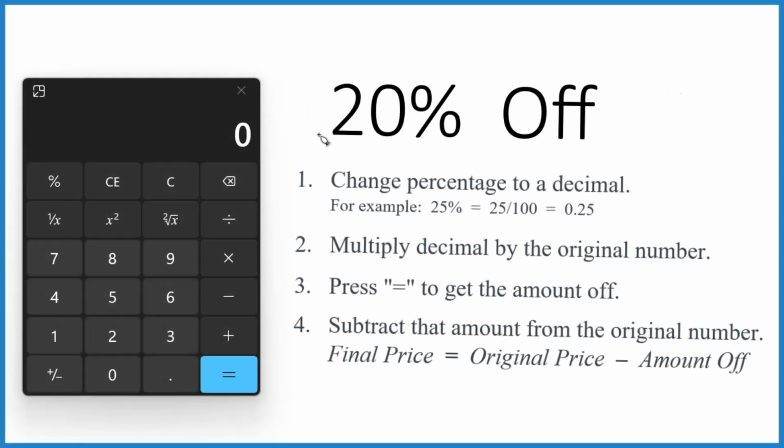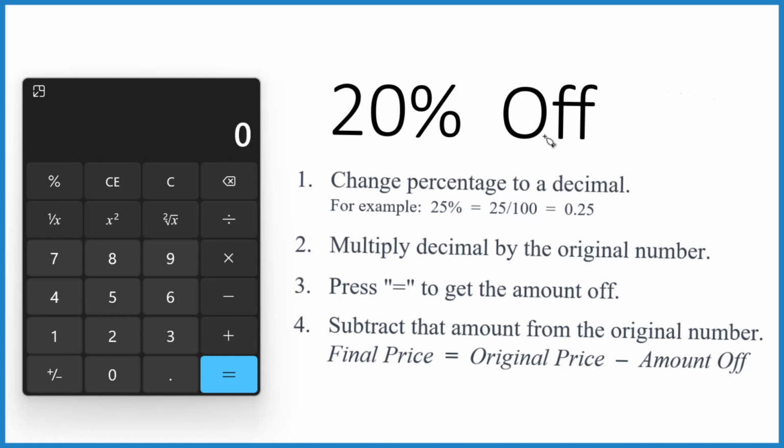So when you take 20% off a number using a calculator here, you need to know that different calculators kind of do it differently. They can be set up differently. So the way I'm going to show you works on any calculator. So 20% off a number or off a price. First thing we do, we change that percentage there to a decimal. So we have 20% off.